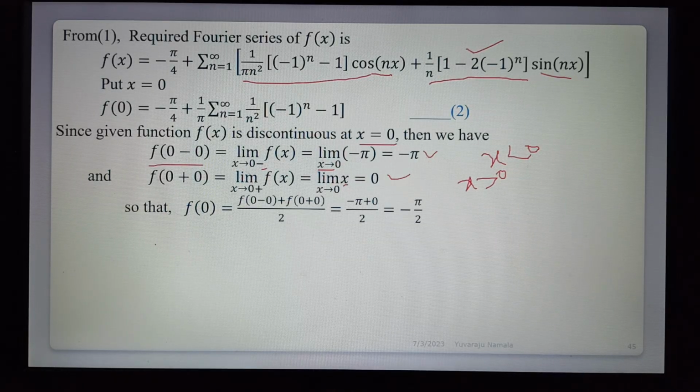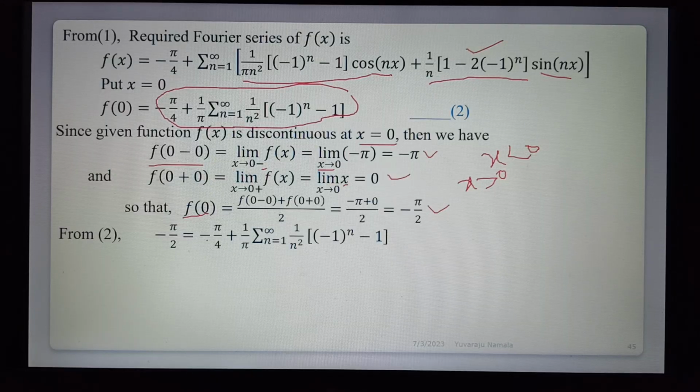So therefore f of 0 is equal to the average of both values, that is minus 5 plus 0 by 2, that is minus 5 by 2. So f of 0 is equal to minus 5 by 2. So the right side of the Fourier series converges to minus 5 by 2. So from equation 2, minus 5 by 2 is equal to minus 5 by 4 plus 1 by 5 into summation 1 by n square into minus 1 power n minus 1.